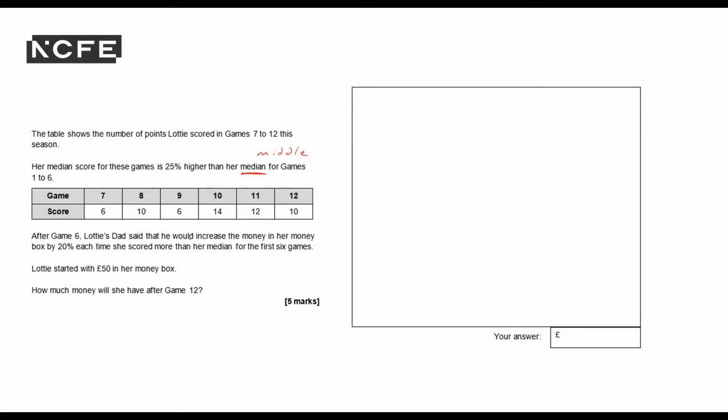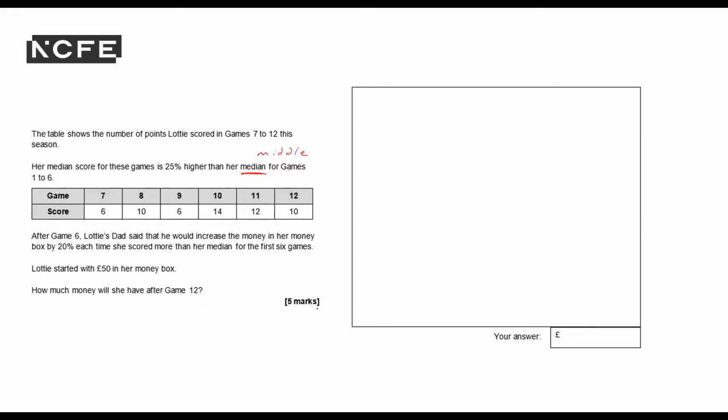After game 6, Lottie's dad said he would increase the money in her money box by 20% each time she scored more than her median for the first 6 games. Lottie started with £50 in her money box. How much money will she have after game 12?